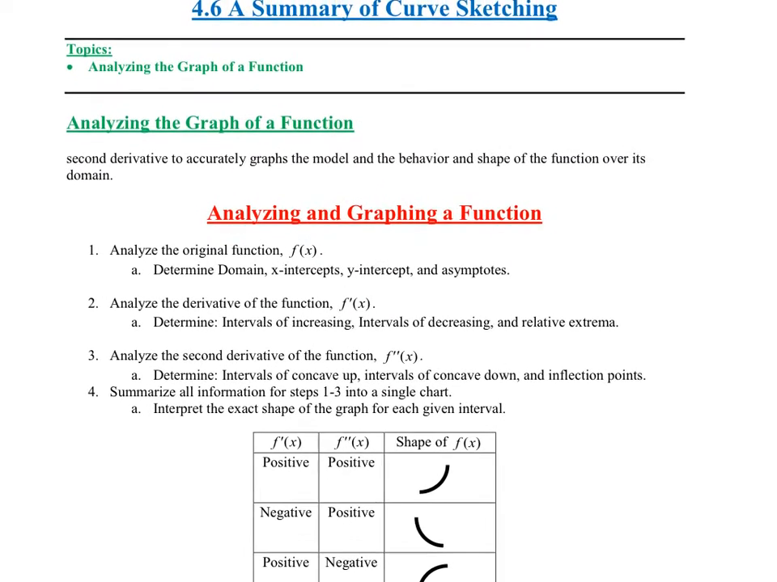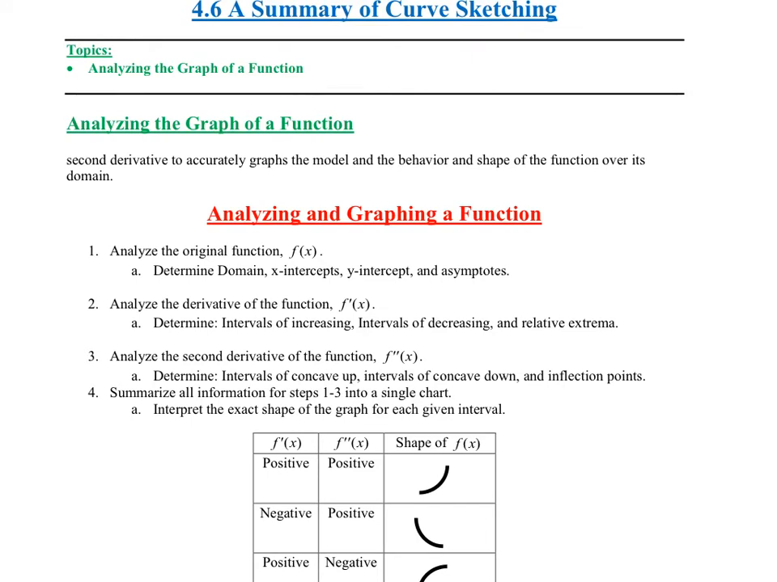So what's the idea? We want to know everything there is to know about a function. And in order to do this, we're going to analyze the original function. And when you analyze the original function, you can determine things like domain, x-intercepts, y-intercepts. And if it's a rational function, you can determine any horizontal or vertical asymptotes from what we've done before with infinite limits. Then we're going to analyze the derivative of the function.